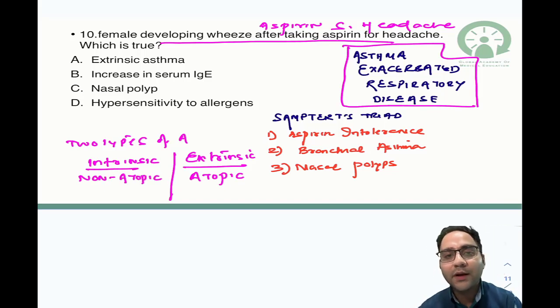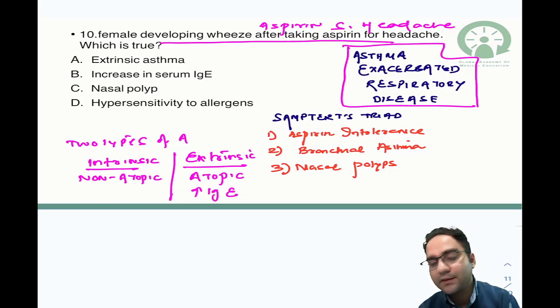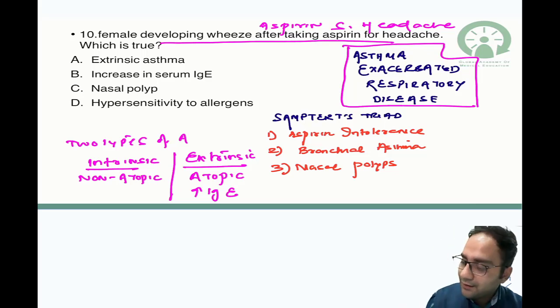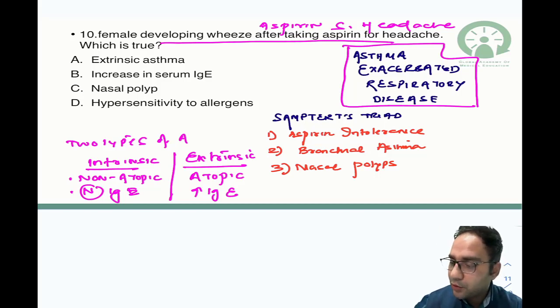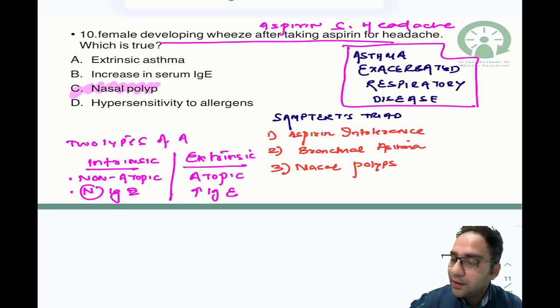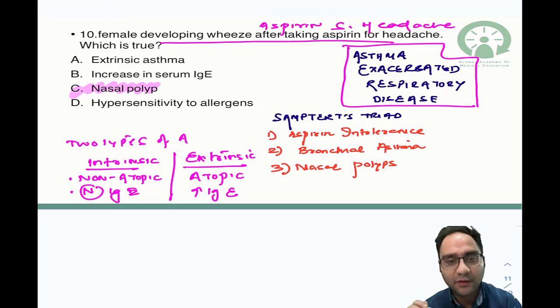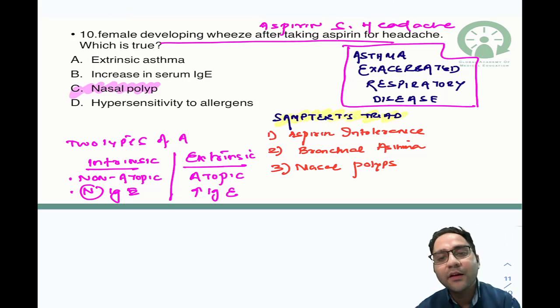So atopic one is associated with increased IgE levels. Here the IgE levels are mostly normal. So in this question, your answer would be nasal polyp, as you can see that it is fulfilling the Samter triad, which has 3 points.